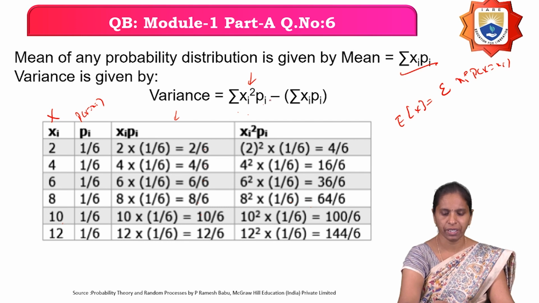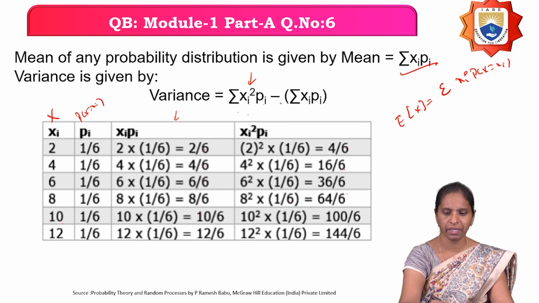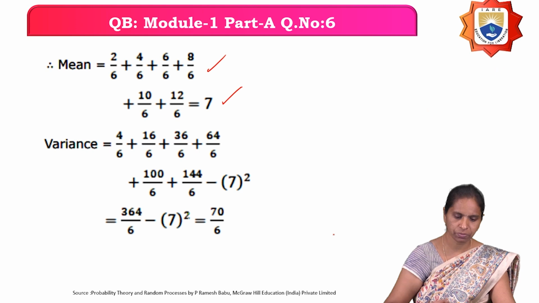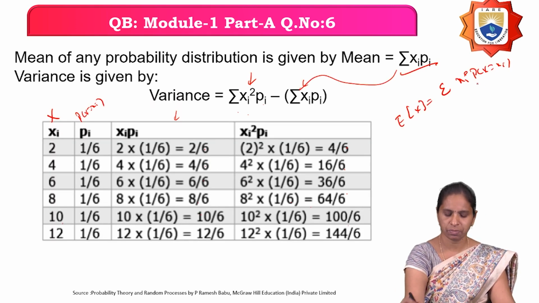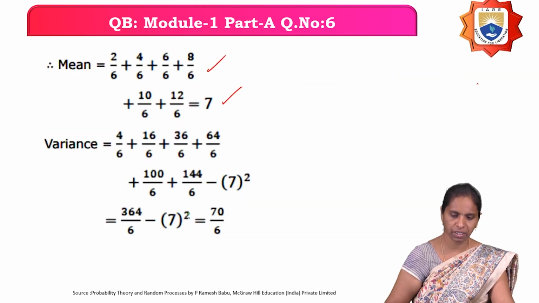Sigma xi square into pi. Nothing but you have to add all these things minus whatever mean you got, that you have to subtract. Therefore, 4 by 6 plus 16 by 6 and so on, 144 by 6 minus what is the mean of the random variable you got? Previously 7. So, it is nothing but 7 square.